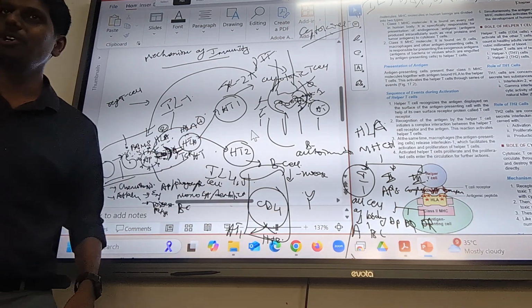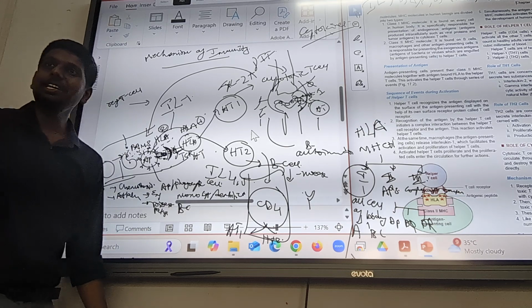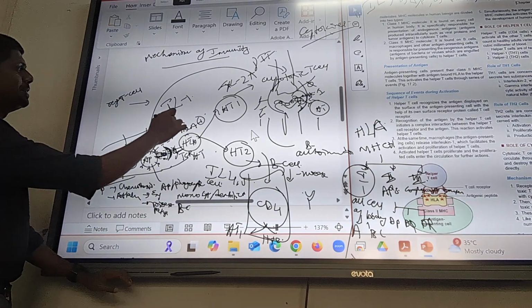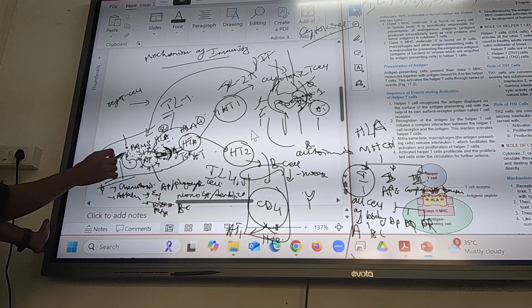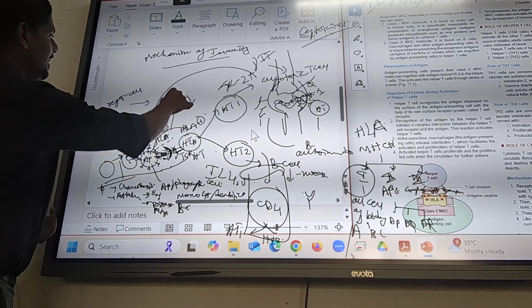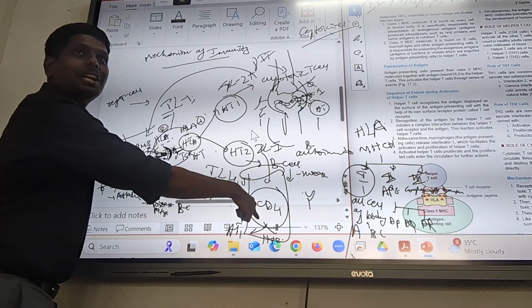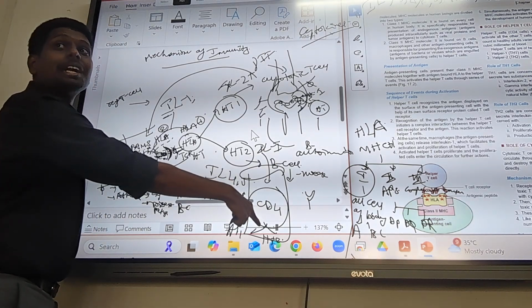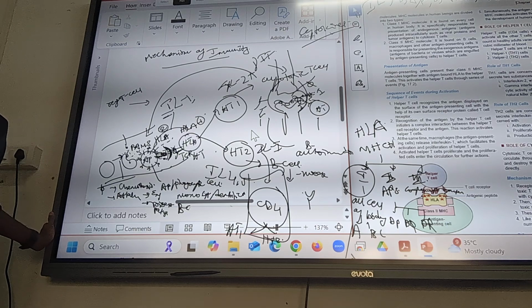You know what I will do now? I will add a reagent to this test tube. What reagent I will add, I will add simply the chemicals released by the antigen presenting cells. That is interleukin 1. If I add interleukin 1 to my CD4 cell, this cell will get activated and it will be split into helper T cell 1 and 2.